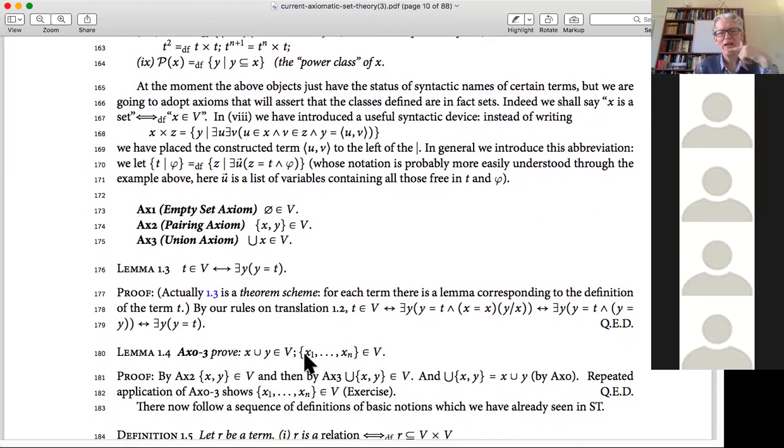And now if I want to say that for any three things, x1, x2, x3, the unordered triple is in V, all I have to do is take the unordered pair x1, x2 and union that up with just the singleton set x3. And that will justify x1, x2, x3 being in V, and so on for any finite n.